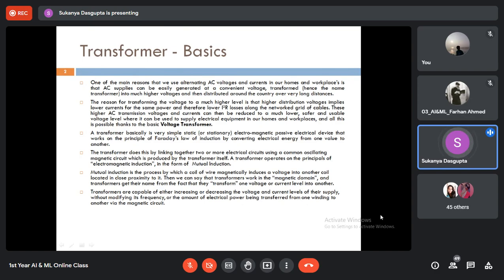I have explained very basic thing of transformer working, very basic thing of transformer. So if you have any question, you can ask me. Otherwise, I will proceed.